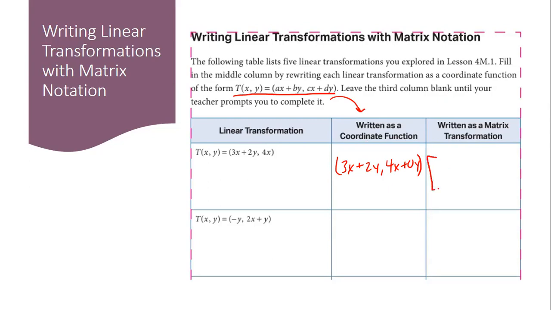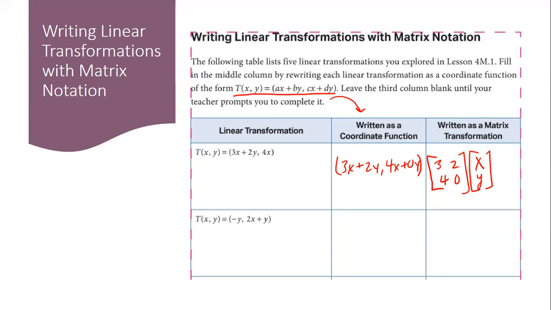So to make the matrix, I'm going to make a bracket. My first matrix is going to have our coefficients only. So the coefficients here are what? 3, 2, 4, and 0. Your first row are the coefficients from your first coordinate, and then your second row are the coefficients from your second coordinate. Okay, and then the variables that we're describing are x and y. How do we feel?